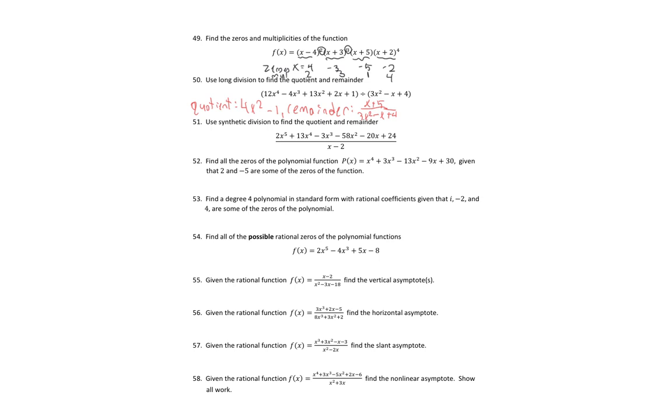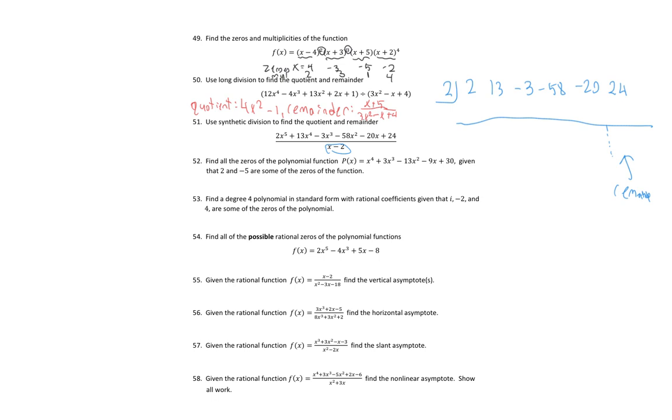And there's that one. Next one is use synthetic division to find the quotient and remainder. Well, when I do my synthetic division, I'm going to take this, like x minus 2, I'm going to get a positive 2 because 2 minus 2 is 0. So I'm going to find the 0 of the bottom, 2. And I'll list all my coefficients. So it's going to be 2, 13, minus 3, minus 58, minus 20, and 24. I'll put a dotted line here. Whatever I get here is my remainder.